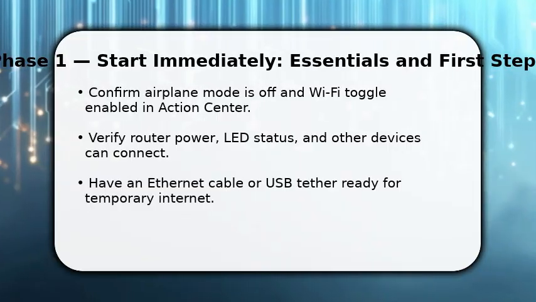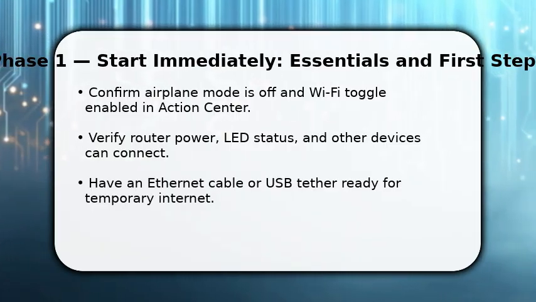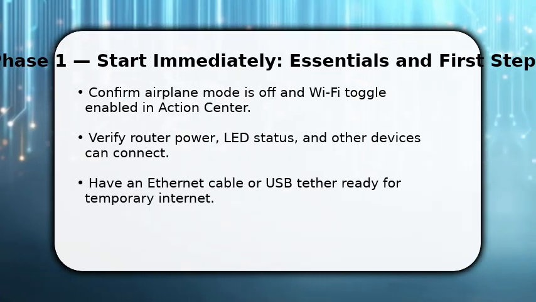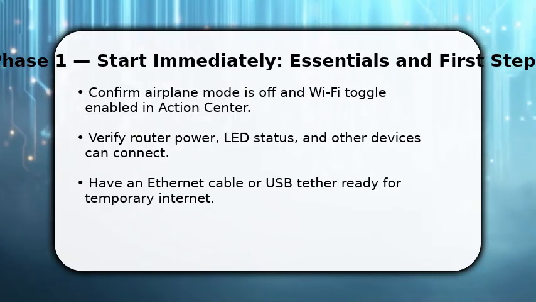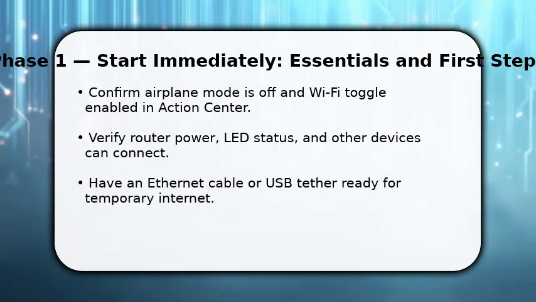You start by verifying essentials, because many problems are simple fixes. First, open Action Center and make sure airplane mode is off and the Wi-Fi tile is enabled. This turns the adapter on. Next, check the router lights and confirm another phone or laptop can reach the internet. If not, reboot the router.